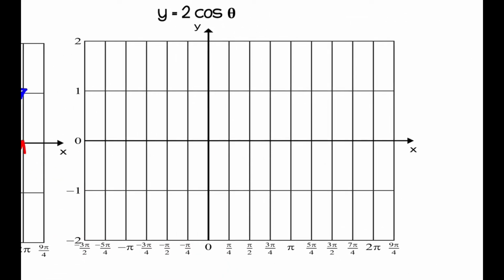Okay, this is our first transformation graph, and it's going to be cosine, so that's our parent function, and it has an amplitude of 2. So let's write that down, because one of the things you're going to have to answer on all of these is what's the amplitude. It's always positive, and it's that number in front.